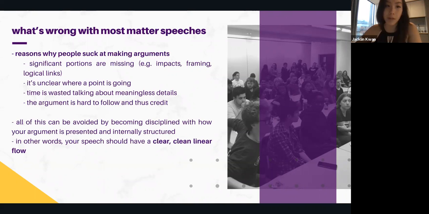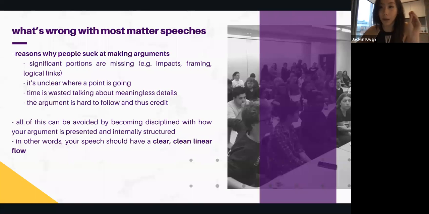Third reason why people suck at making arguments, similarly, lots of time is wasted talking about meaningless details. So a lot of the times, it's unclear where a point is going. Maybe it's because it's actually not going anywhere. So a lot of time, people add details that are just not necessary to making a point persuasive or strategic in the context of the debate. So loads of people, for example, give me pieces of framing that just don't go towards making their point impactful or making their point more persuasive. Sometimes people give me logical links that are completely not crucial to proving that point is true.